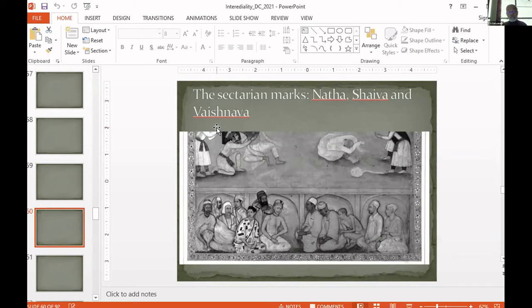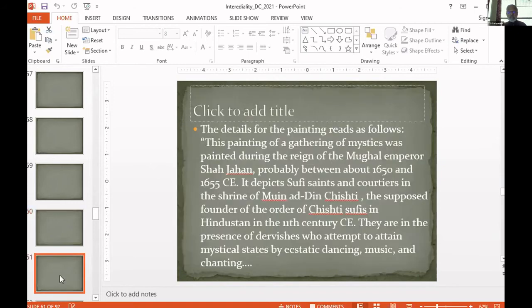The difference between the Sufi and the Hindu saints is clear, because of the type of cloth and the rosary. The Japamala in the hand is very clear, and lets you read these things.